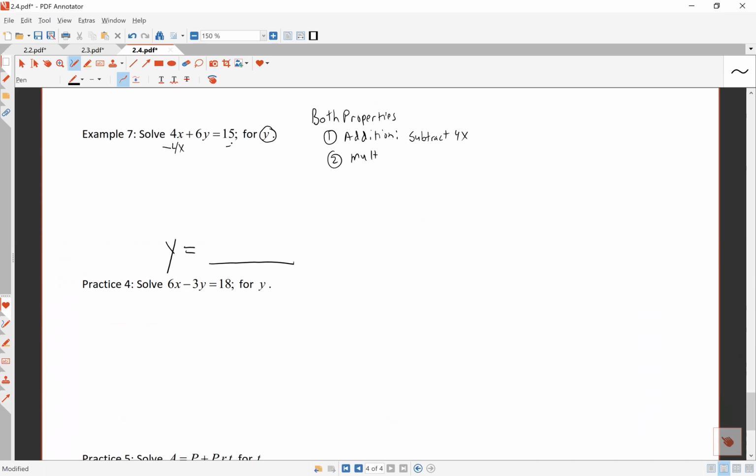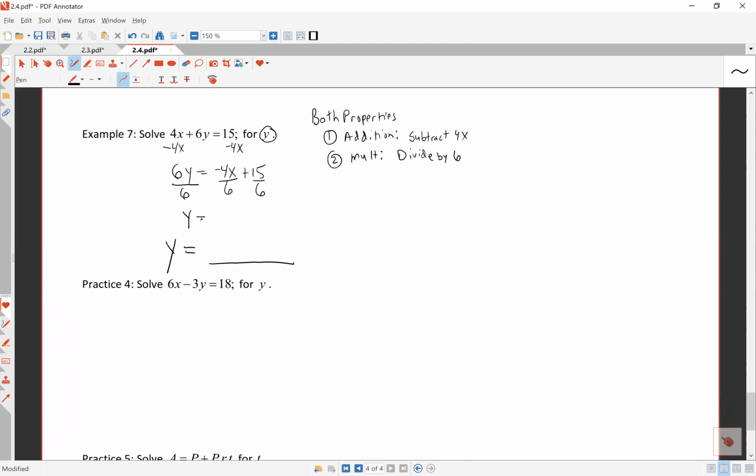Minus 4x, minus 4x. That gives us 6y equals negative 4x plus 15. They are not like terms, 15 and minus 4x, so I can't combine them. Now we use the multiplication property of equality by multiplying by 1/6 or dividing by 6 on both sides. The left side we divide by 6, and the right side we divide by 6.